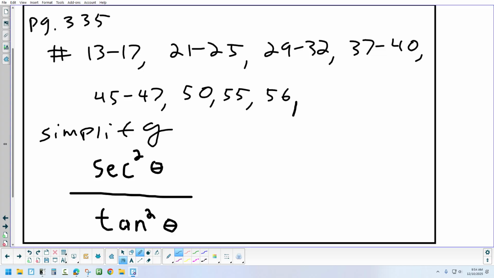All right, so those are the questions for tonight. There's one question I added. I want you to try to simplify secant squared divided by tangent squared. And I guarantee with the formulas I gave you, you can do that.